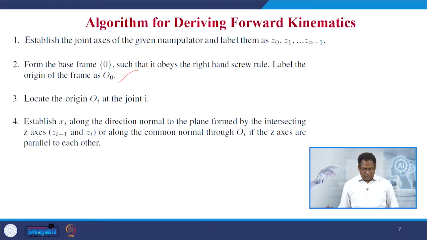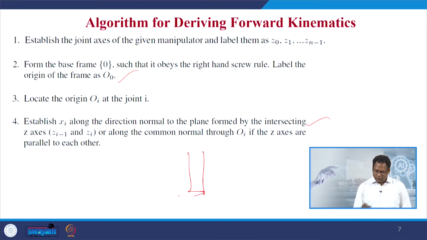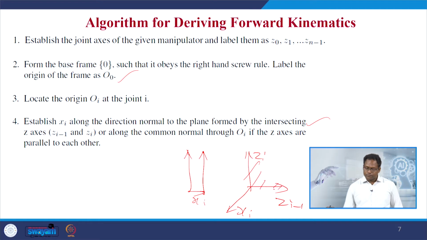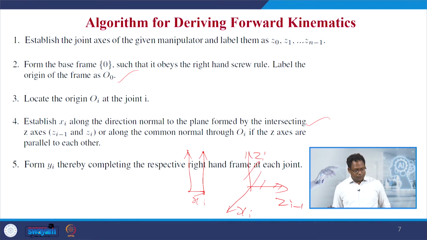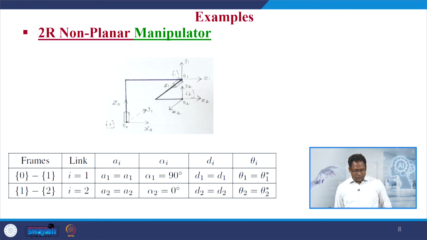Then establish xi along the direction normal to the plane formed by the intersecting z axes zi minus 1 and zi, or along the common normal through Oi if the z axes are parallel to each other. That means, if they are parallel, you can have xi in this way. If they are like this, zi minus 1 and zi, you can have xi parallel to this plane formed by zi minus 1 and zi. Then form y as per the right hand screw rule at each joint.